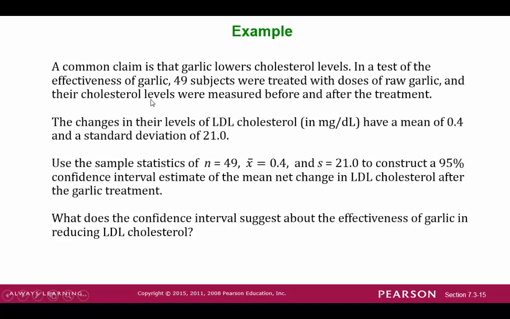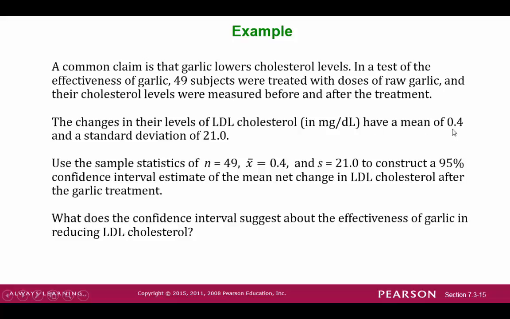Let's do an example. It says here that a common claim for garlic is that garlic lowers the cholesterol level. So we tested the effectiveness of garlic with 49 subjects. They were treated with doses of raw garlic, and their cholesterol levels were measured before and after the treatment. So we want to look for the changes in their LDL cholesterol levels.